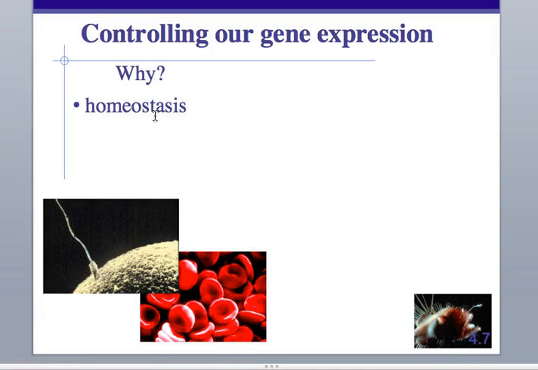So why does the body do a certain thing? Probably to maintain homeostasis. So why do you secrete a certain hormone at a certain time? Probably to maintain homeostasis. So maybe things are a little out of whack, and you have to move them back to being within normal parameters, basically. So our genes can be regulated to help control homeostasis. They can be regulated to help us conserve energy.